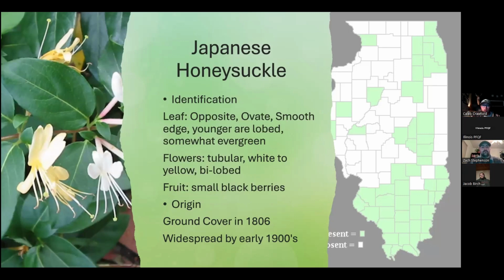With it being somewhat evergreen, it holds its leaves well into the early winter, well after that first good frost of the year. The flowers are tubular, white to yellow, and bilobed. They've got small little black berries for their fruit. And this was originally brought over in 1806 as a ground cover, and it was widespread by the early 1900s.